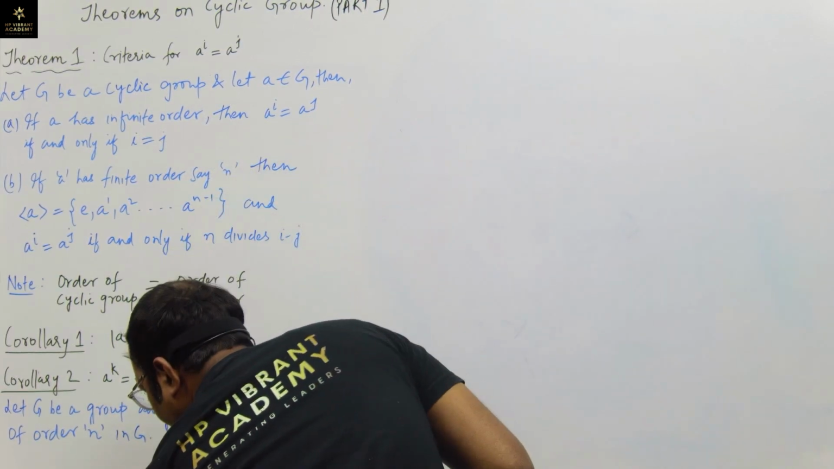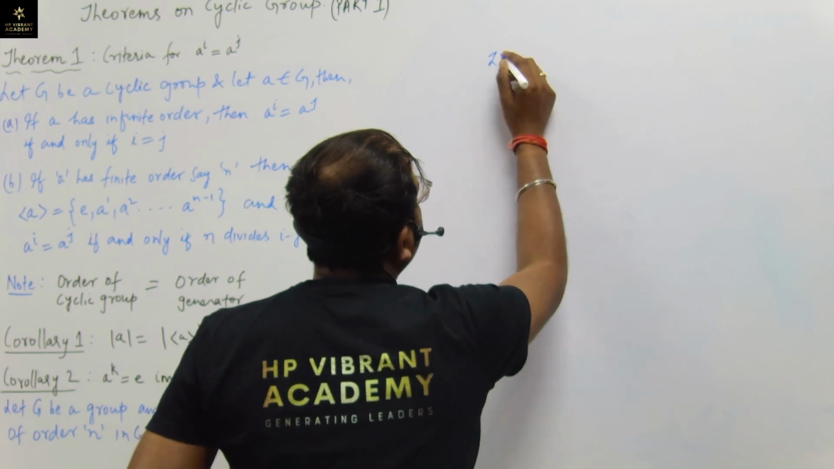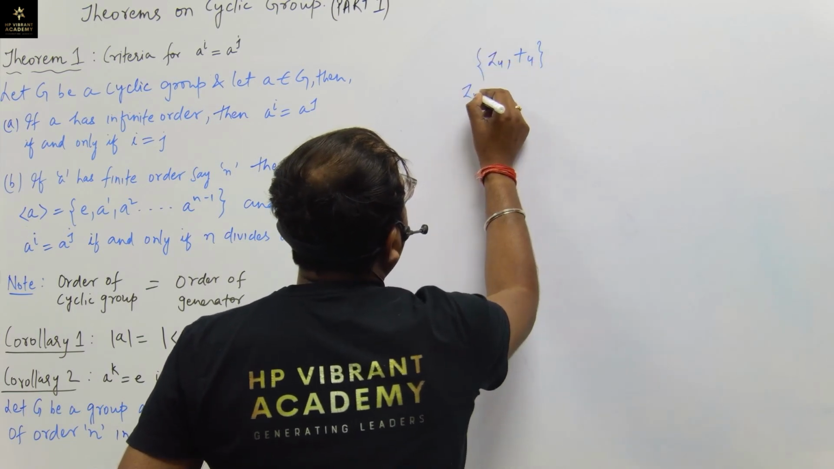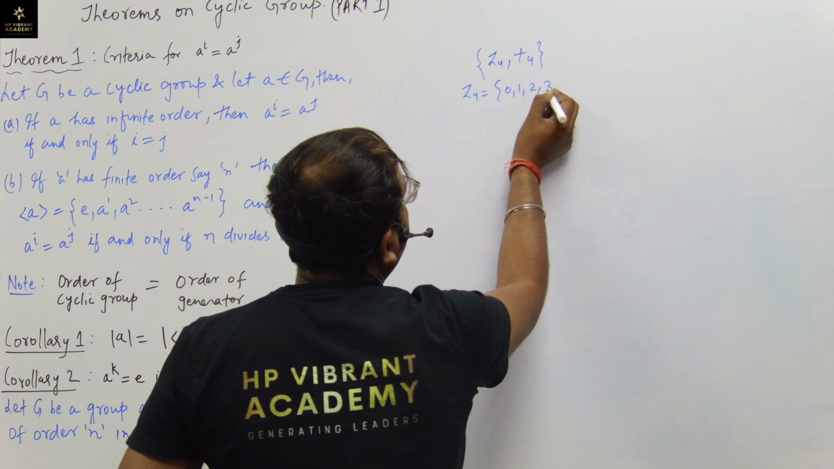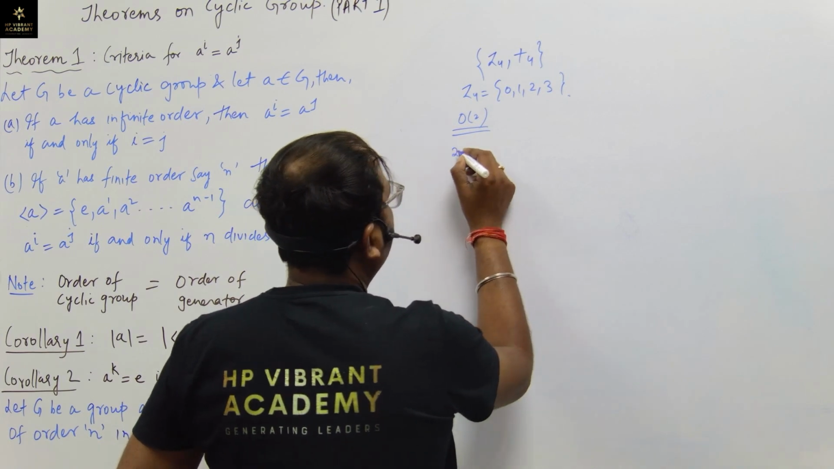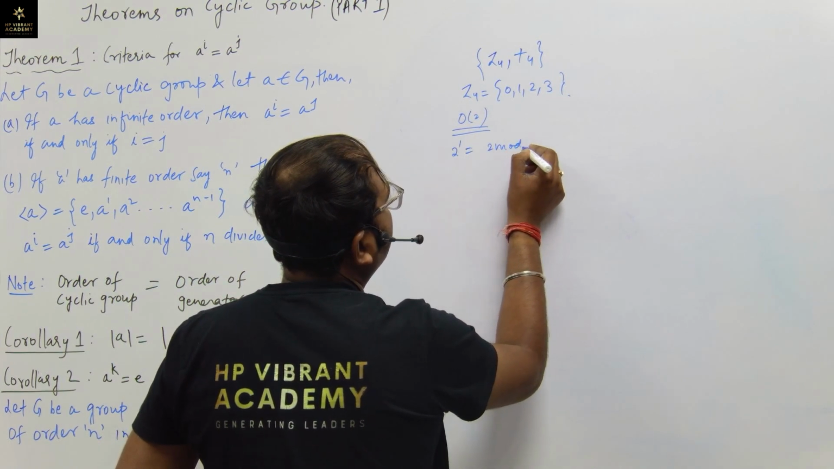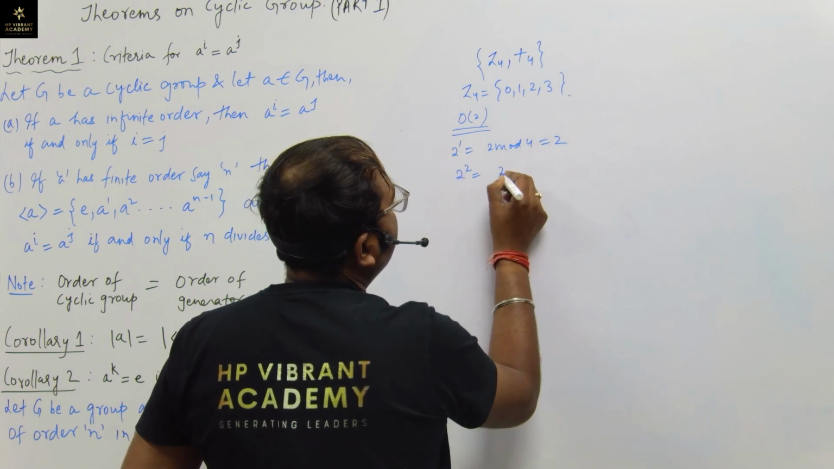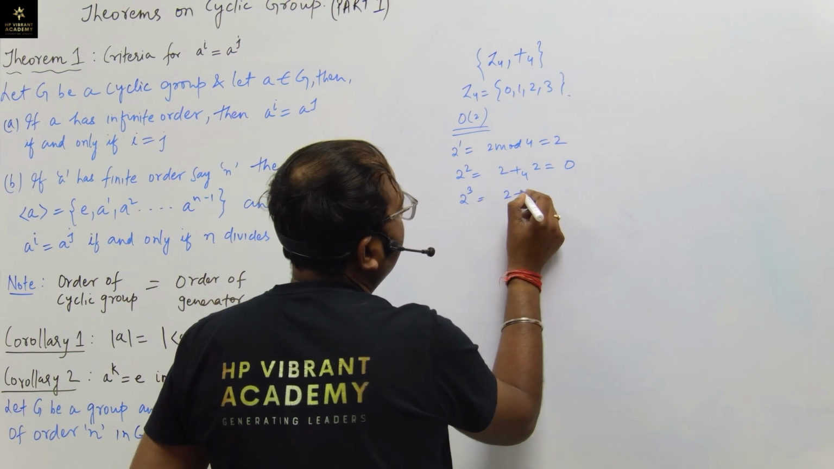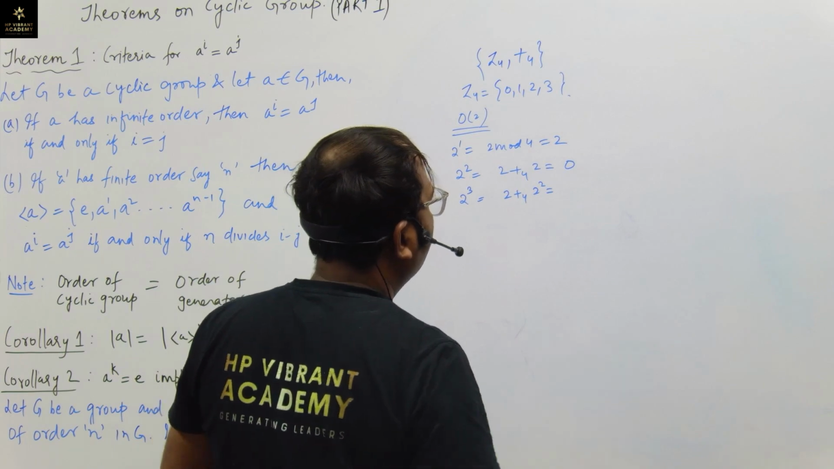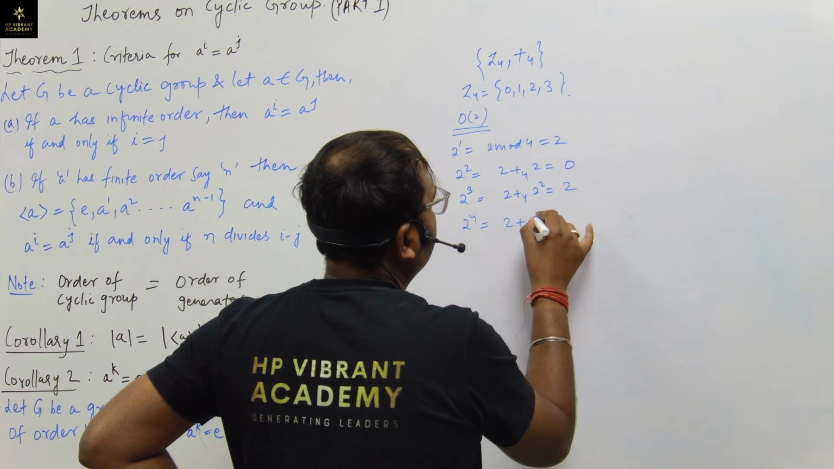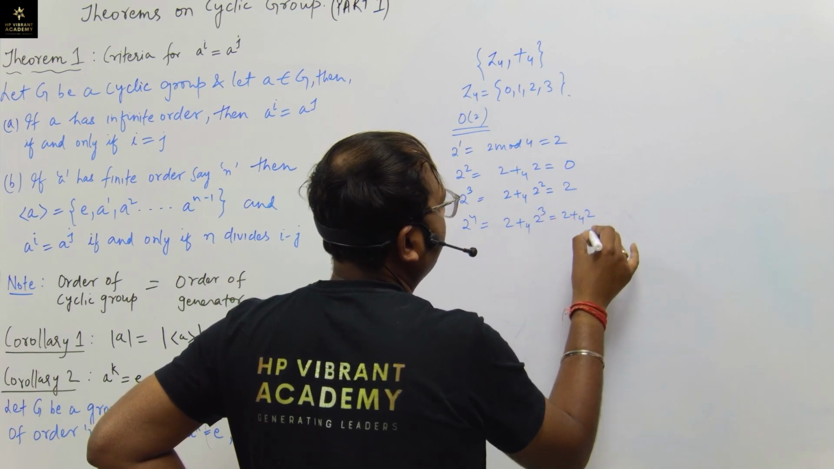Let us take the example of Z4, a group under addition modulo 4. The elements in Z4 are 0, 1, 2 and 3. Let us find the order of element 2. We have 2 to the power 1, applying the operation, is 2 mod 4, equal to 2. 2 squared is 2 plus 2, which is 4 mod 4, equal to 0. 2 cubed is 2 squared plus 2, which is 0 plus 2, that is 2 mod 4, equal to 2. 2 to the power 4 is 2 cubed plus 2, which is 2 plus 2, 4 mod 4, equal to 0.